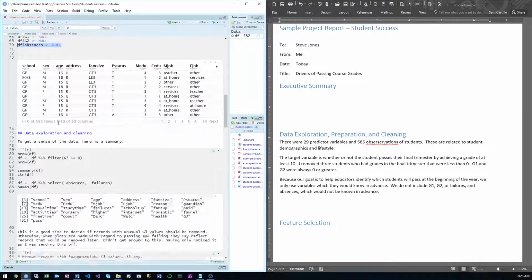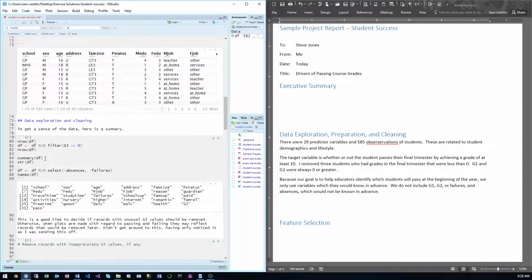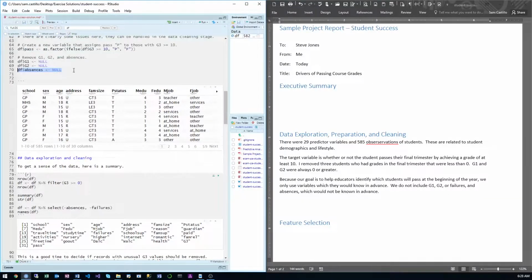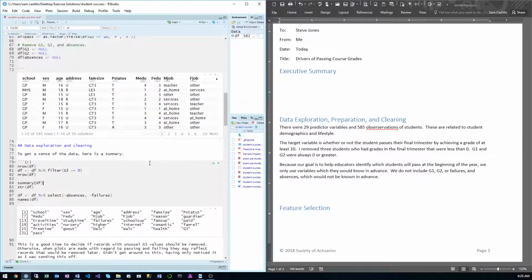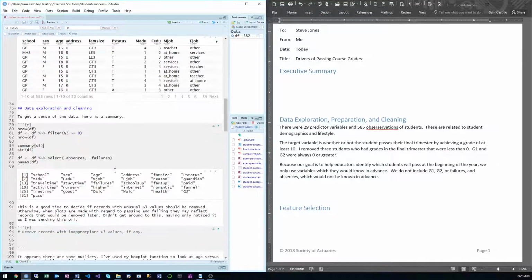Yes, they already removed absences. Even if they're the ones who remove G2 and G1, I still say that I did that because technically it's part of the analysis that I did.